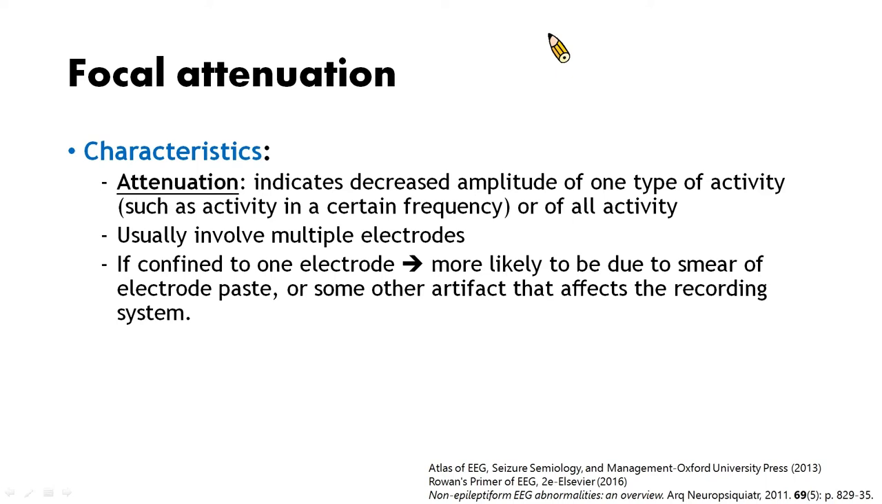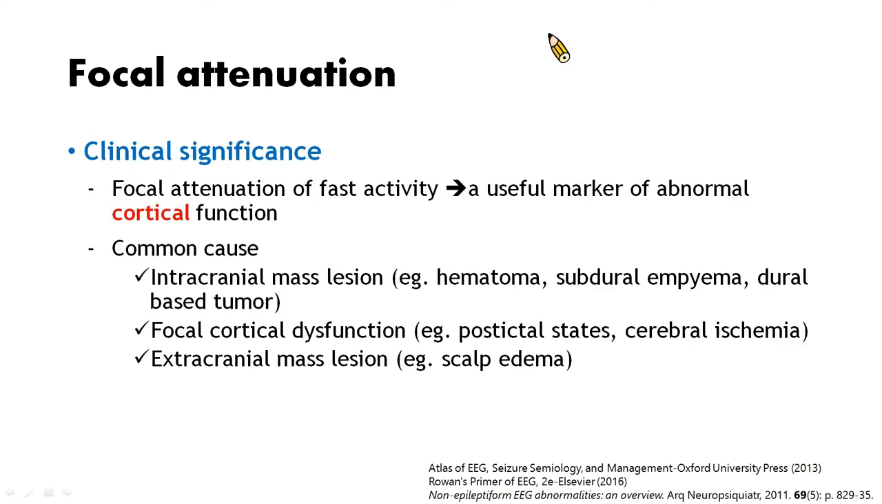If confined to one electrode, it is more likely to be due to smear of electrode paste or some other artifacts that affect the recording system. Focal attenuation of faster activity is a useful marker of abnormal cortical function. Common causes include intracranial mass lesions, for example, subdural hematoma, subdural empyema, and dural-based tumor. Such lesions filter fast activity, which leads to focal attenuation of fast activity. Other etiologies include focal cortical dysfunction and intracranial mass lesion.